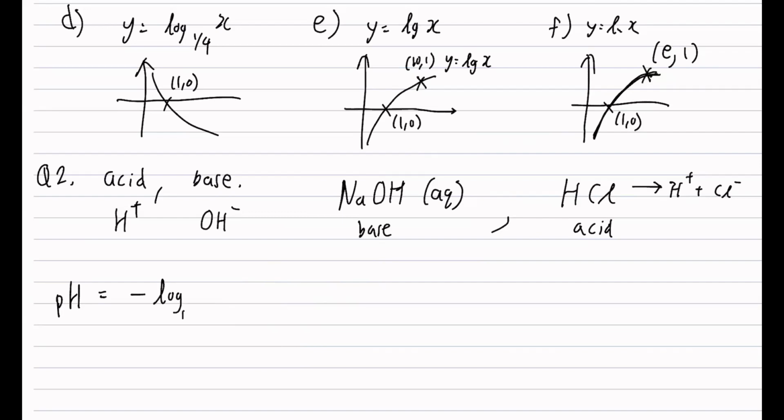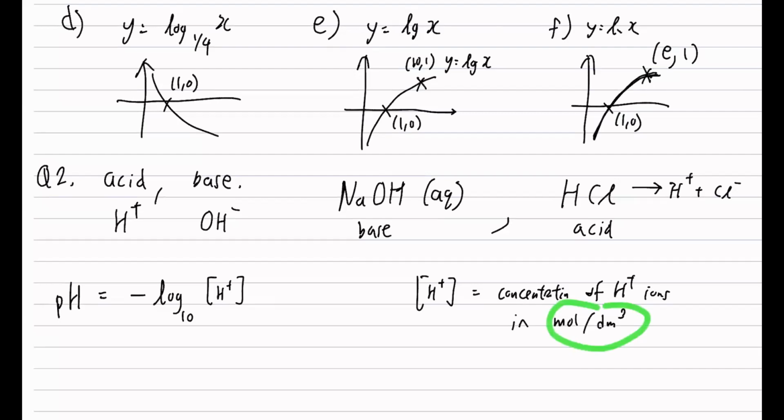Negative log base 10 of square bracket H plus, where square bracket H plus is equal to the concentration of H plus ions in mole per dm cube. Remember mole per dm cube? Like from chemistry. Okay, maybe you don't need to know this. But basically, it's just the concentration of H plus. That's the main idea.